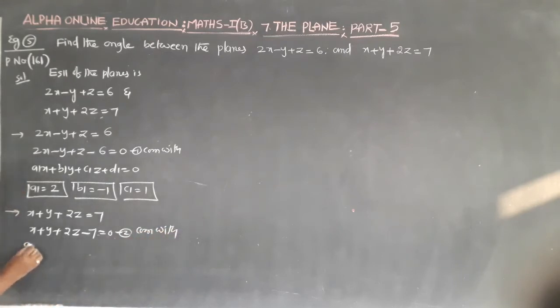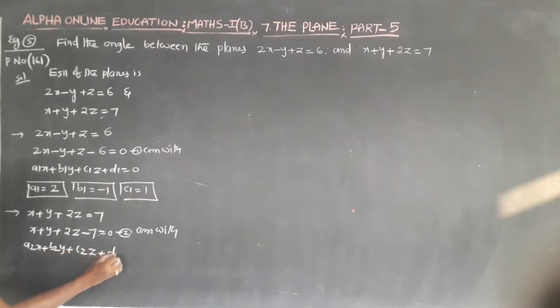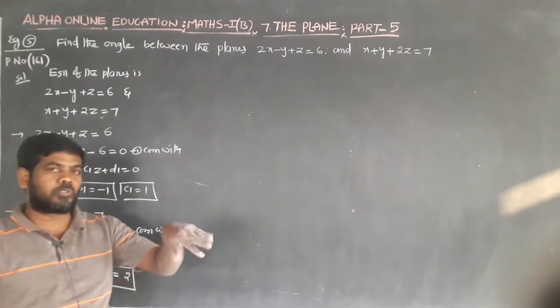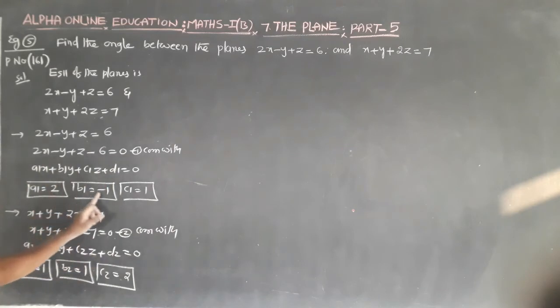Comparing with second plane a2x plus b2y plus c2z plus d2 is equal to 0. Here a2 is equal to 1, b2 is equal to 1 and c2 is equal to 2. a2 x coefficient 1, b2 y coefficient 1, c2 z coefficient 2. Given planes comparing with two planes, find the value a1 b1 c1 and a2 b2 c2.